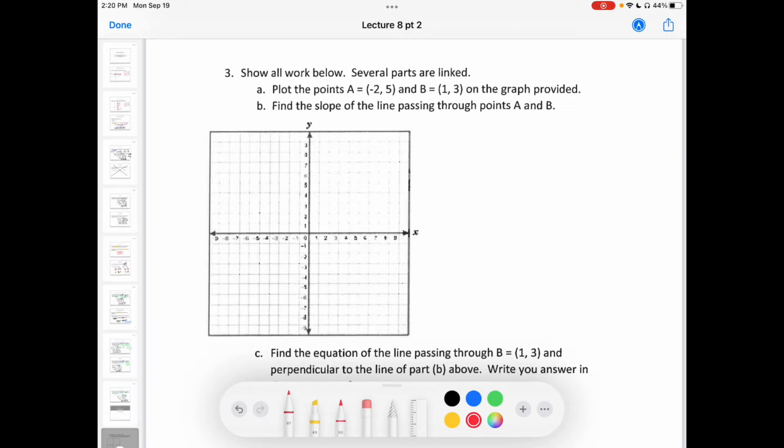Starting out with, you guys have this problem here. It says that we need to plot our 2 points. The 2 points that we are going to need to plot are point A and point B, which are negative 2, 5, and 1, 3.